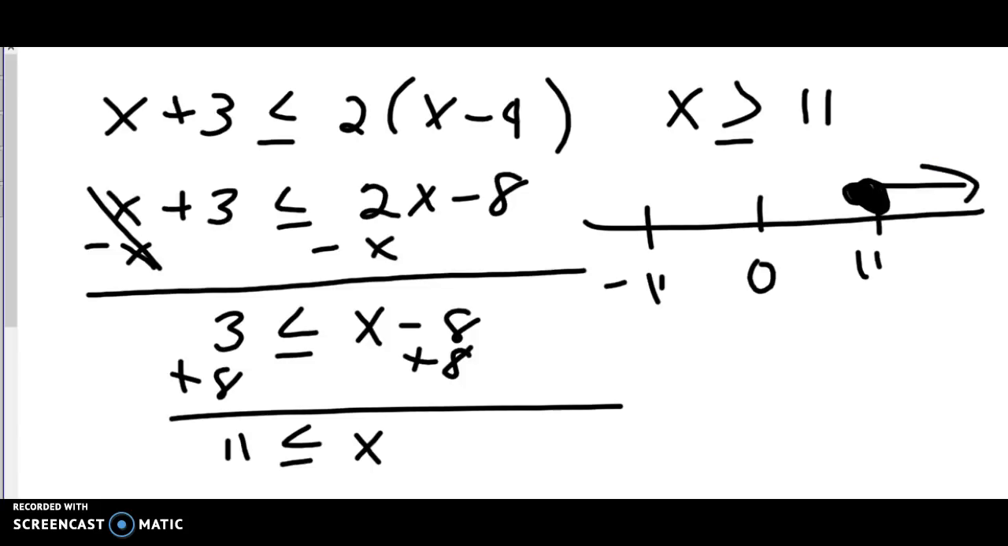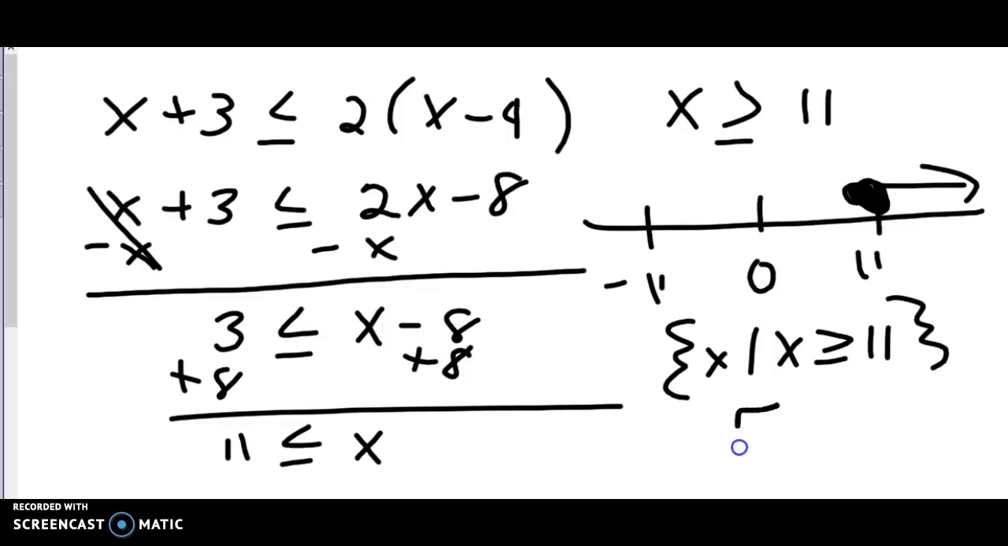And then you're going to write your set notation. This is your set: x such that x is greater than or equal to 11. And then you're going to write your interval notation. So your interval notation starts at 11, and it's a closed circle, so I'm going to use a bracket. And it goes to infinity, and remember you only use parentheses for that. Now let's go to our Desmos.